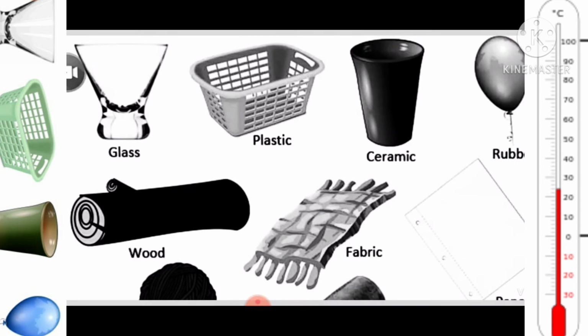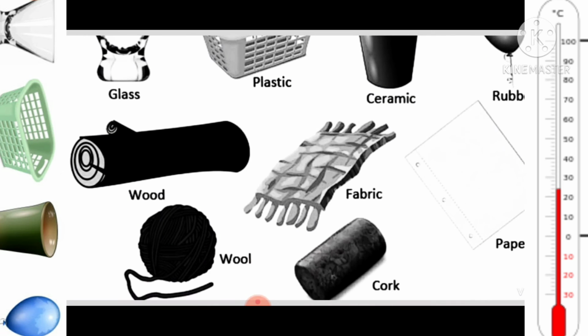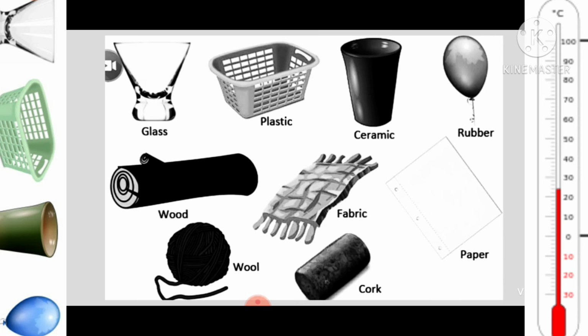Children, you can see glass, plastic, ceramic, rubber, wood, wool, fabric, cork and paper. When these are heated at one end, the heat or energy we transfer to them does not pass through from one end to the other end; the heat is absorbed by these particles. So these particles and materials can be called bad conductors of heat. I hope you understand the meaning of good conductors and bad conductors of heat.